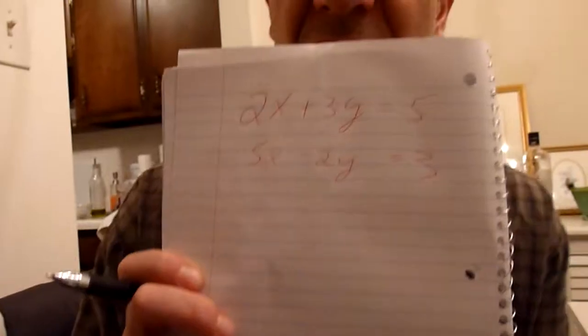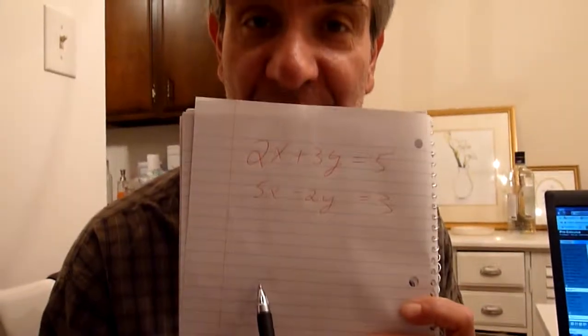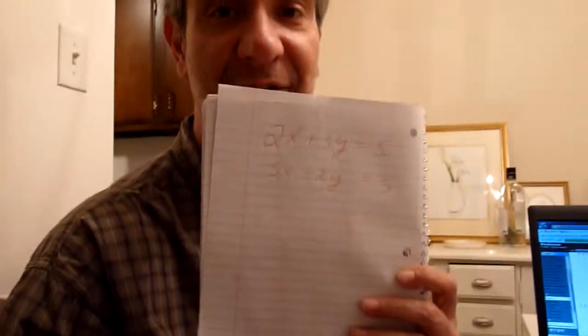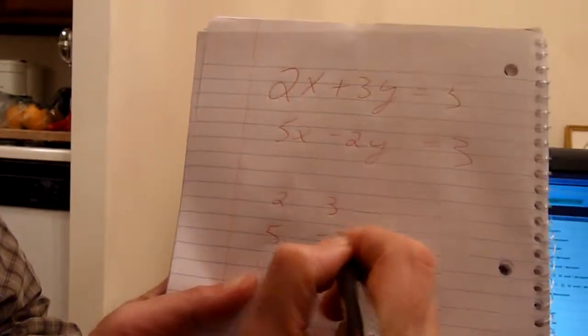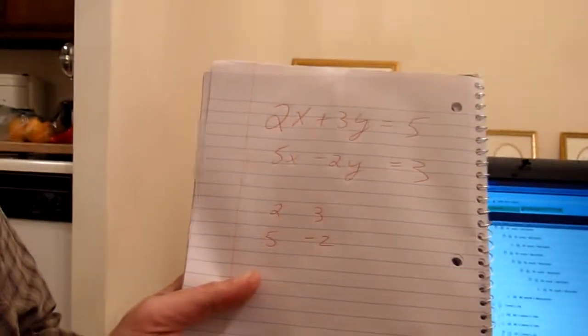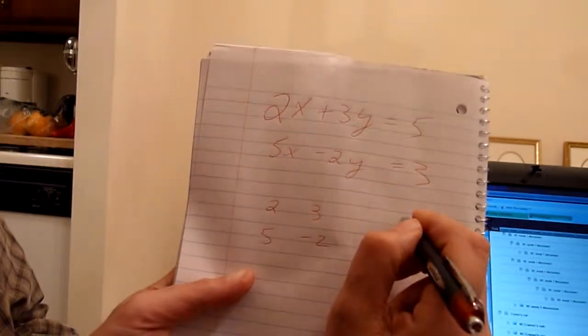All right. Okay, so we're going to use Excel and we're going to use the inverse matrix along with matrix multiplication to be able to solve this system of equations. The first thing we have to do is write this in matrix form. The coefficient matrix is going to be 2, 3, 5, and negative 2. And the constant matrix, which is 5 and 3, we're going to put off to the side a little bit. So let's put that in Excel.